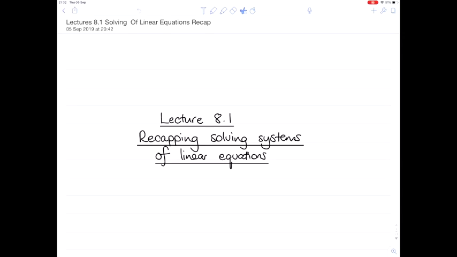So we spent most of last week developing a way of solving systems of linear equations, and we introduced a lot of new concepts. So I think it's helpful to just have a lecture where we recap the basics of exactly what we did.